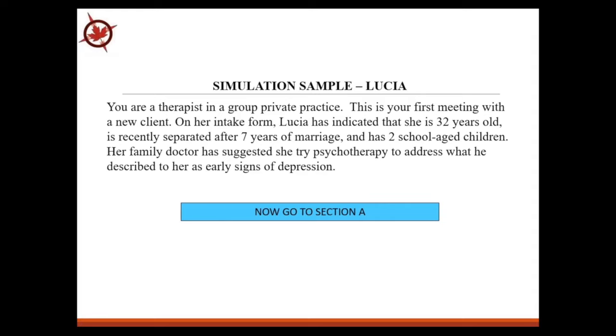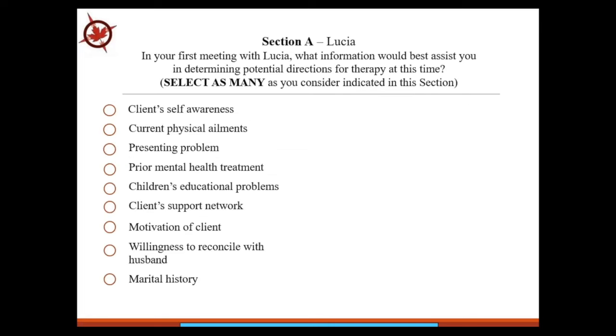And you click these sections, and they will tell you what happens next. And there you see those options. Remember, these are the options that have got the calibrations of pluses and minuses. And at the top, you can see there's that context that I was saying you have to be so careful about, that STEM. They're asking you, in your first meeting with Lucia, what information would best assist you in determining potential directions for therapy at this time? Not 2 weeks down the road, not as a homework assignment, but at this time. This is your first meeting, and you can select as many as you consider.